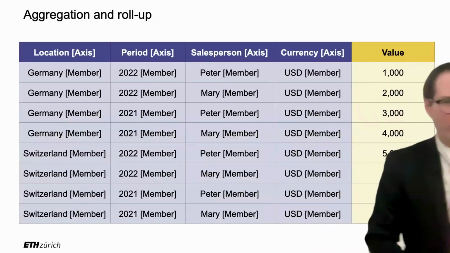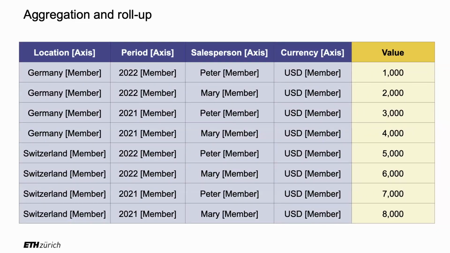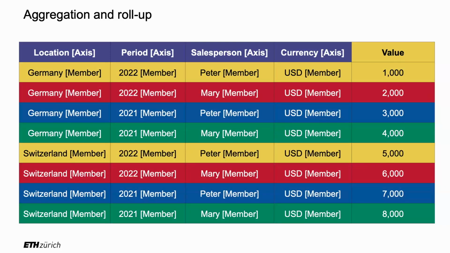All right, so let's do it with the data. So imagine that I want to do my aggregation like this. I put in colors what belongs together. So what did I aggregate on? By period and salesperson, right? I want to keep the period and salesperson, and I want to get rid of location. Location would be the dimension I aggregate. Let's do a sum. I want to have Germany plus Switzerland, but I still keep the distinction of the period and the distinction of the salesperson.